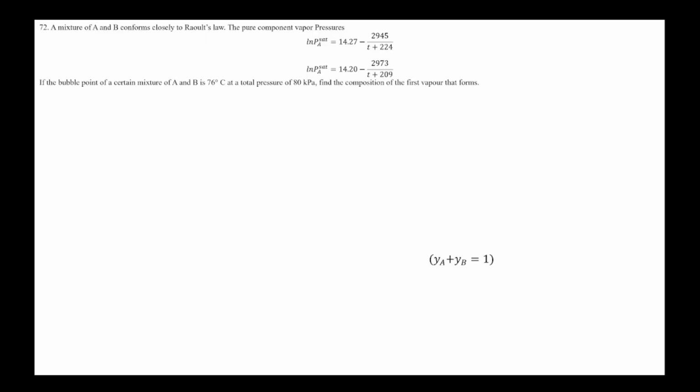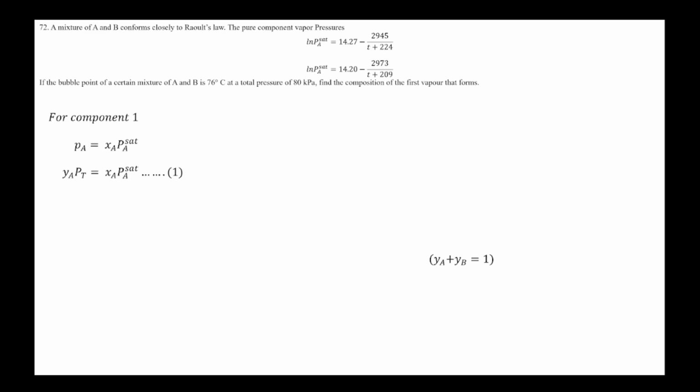A mixture of A and B conforms closely to Raoult's law. So they are following Raoult's law. Pure component vapor pressure is given. If the bubble point of a certain mixture be 76 degrees Celsius at a total pressure of 80 kilopascal, find the composition of the first vapor that forms.